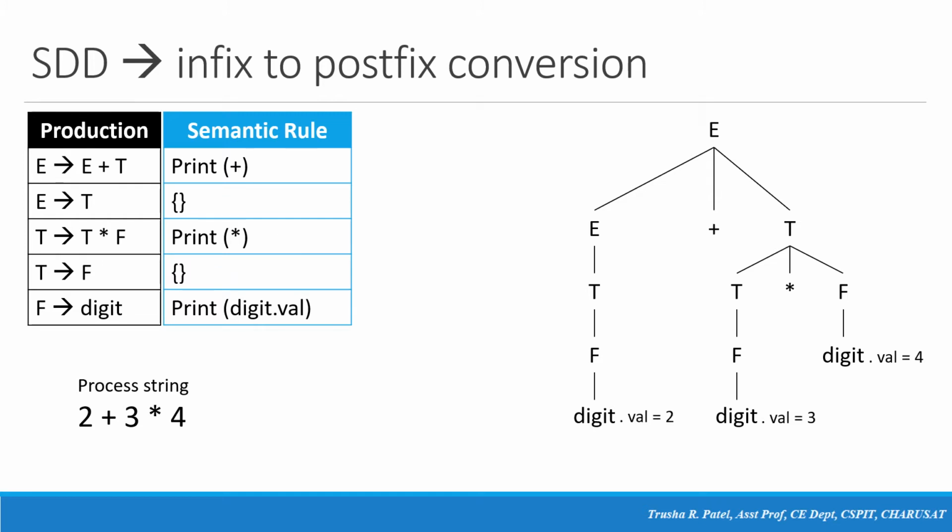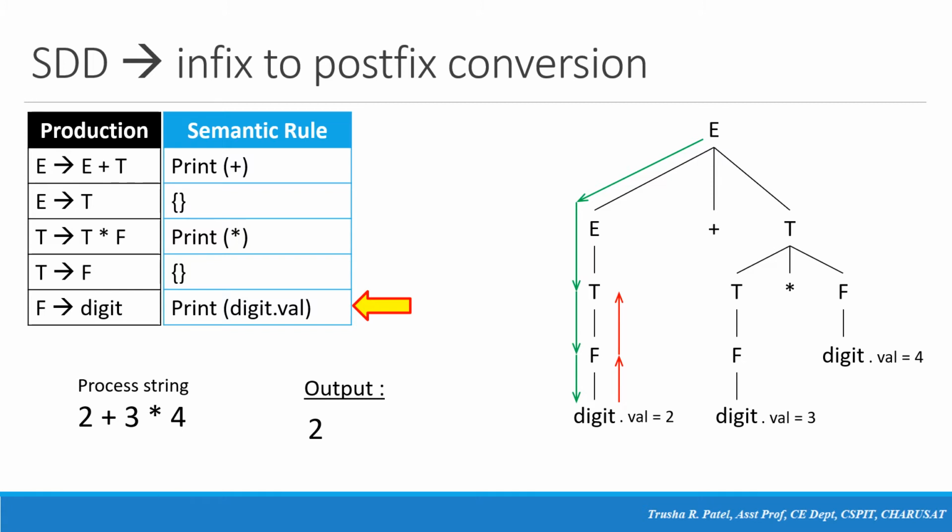So first assign the values to the digits. The first value of the digit is 2, second is 3 and third is 4. Now we start the traversal from E to E, E to T, T to F and F to digit. Next is digit to F, which is a reduction, so we have to follow the rule. We have to print the value of digit. So on output it will print 2.